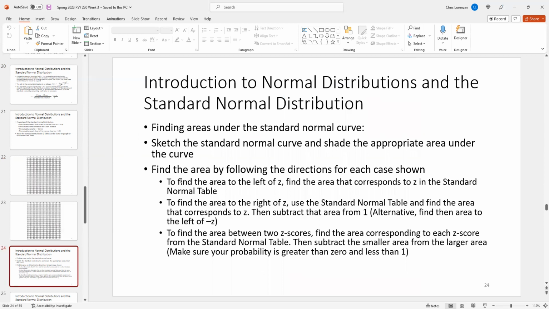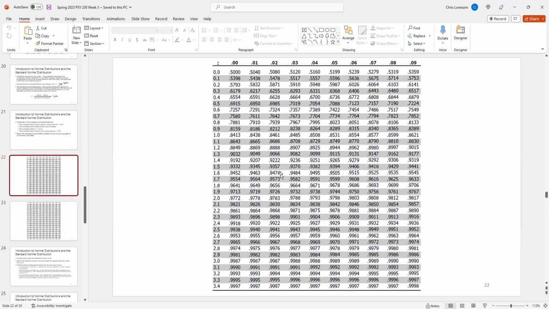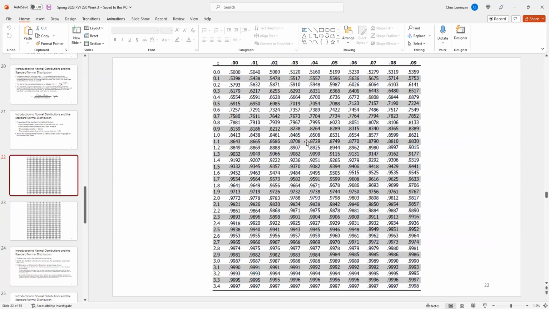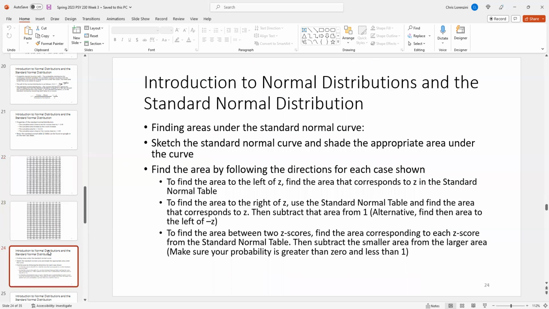But there's maybe 3 different scenarios we would be interested in looking at. The first one is simply find the area under the curve to the left. Then we just go straight to this table. We look up the values. It's a very simple process. If we want to find the area under the curve to the right of Z, instead of just the area to the left, all we do is look up the value on the table just like we did with area to the left, and then we subtract that value from 1.